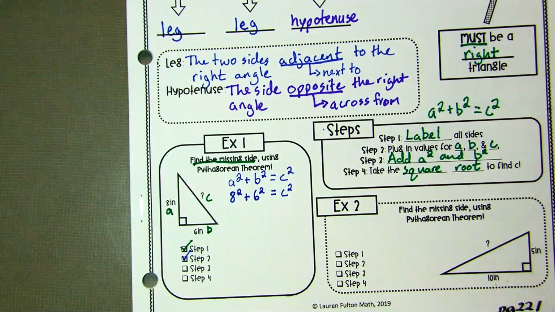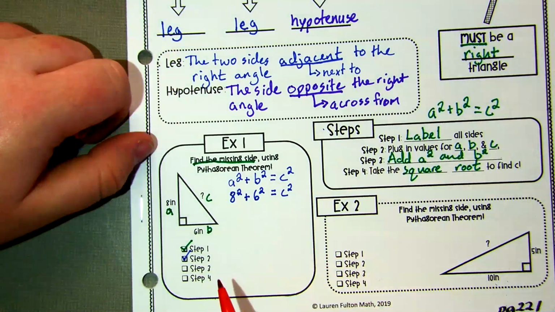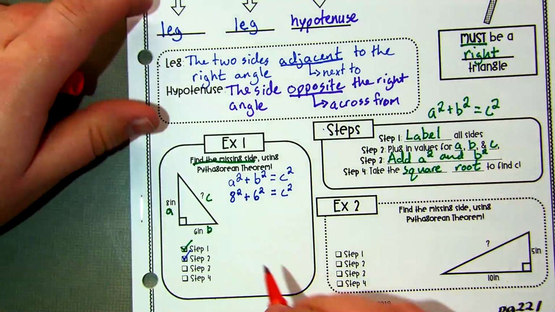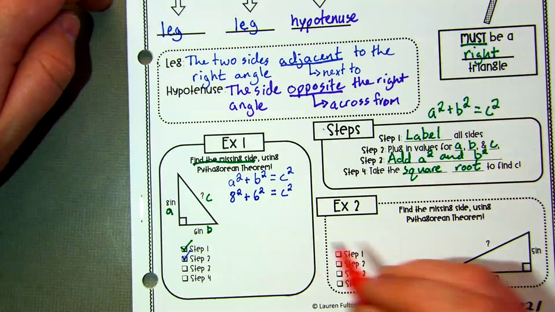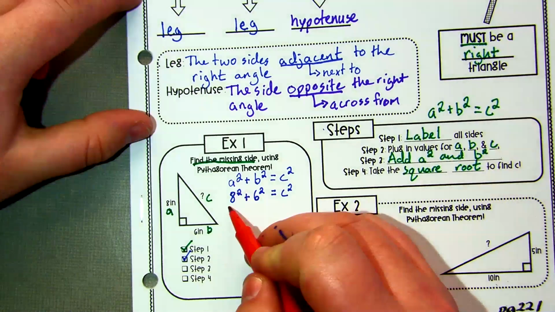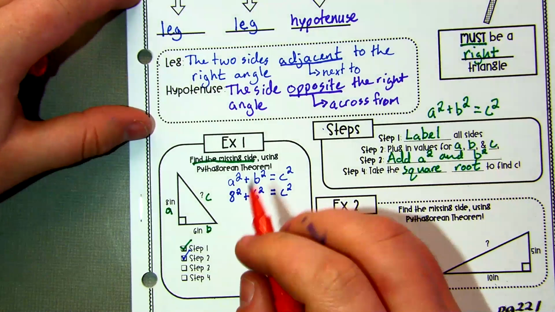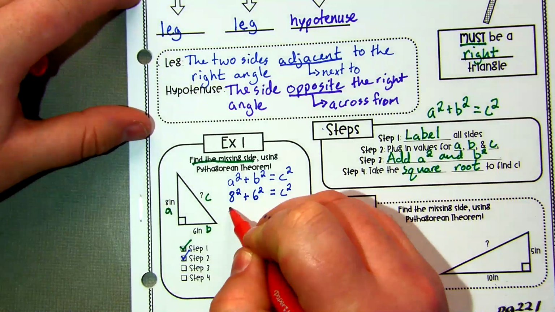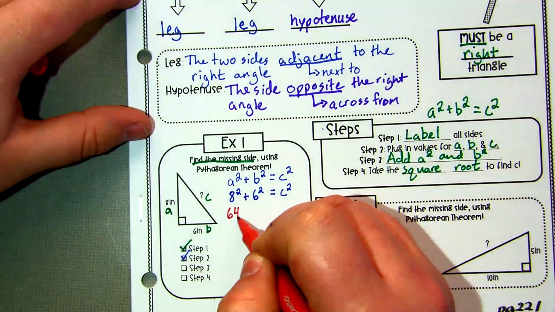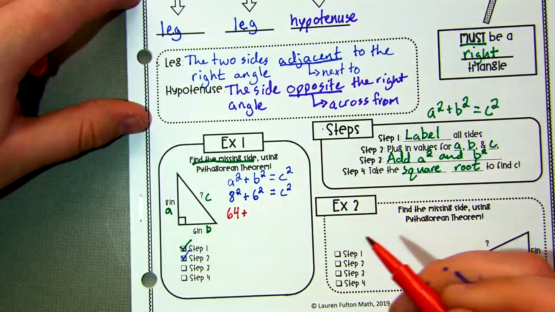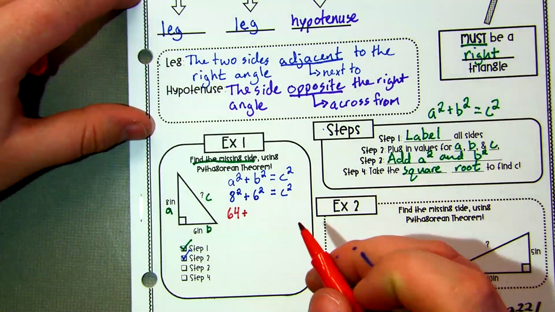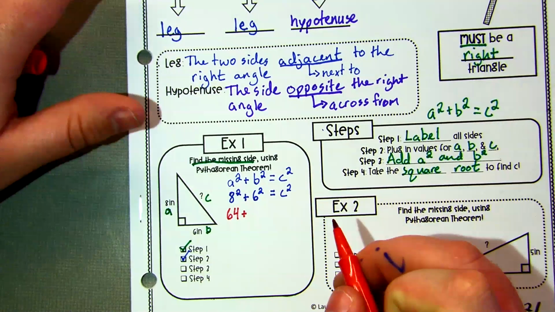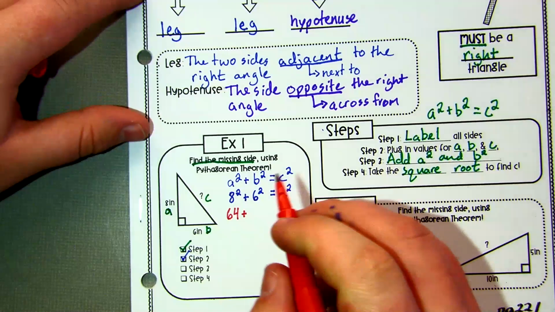Step three asks us to add A squared and B squared. So in the chat real quick, can I have someone message me what 8 squared is? 64, very nice. And then can I have someone message me what 16 squared is? Or I'm sorry, 6 squared. 36. Perfect. Thank you, everyone.